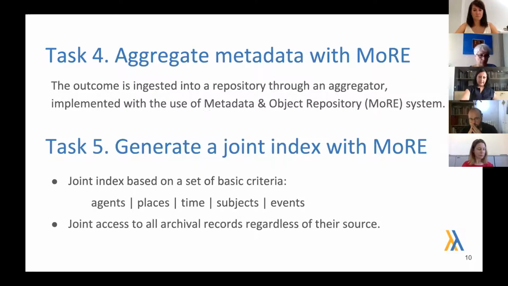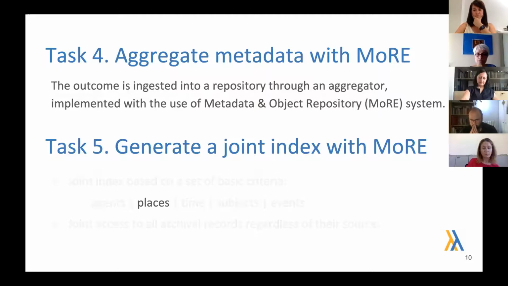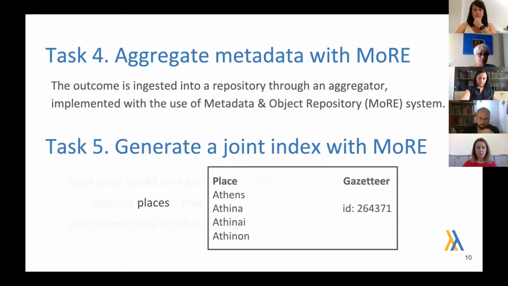We will talk about agents, subjects, and events in a while. Here, I just want to point out some places which can be found in different ways across records. For example, Athena, Athene, Athenon. So we explore ways to deal with it by using gazetteers, like, for example, GeoNames. This is the entry of Athens in GeoNames, for example.